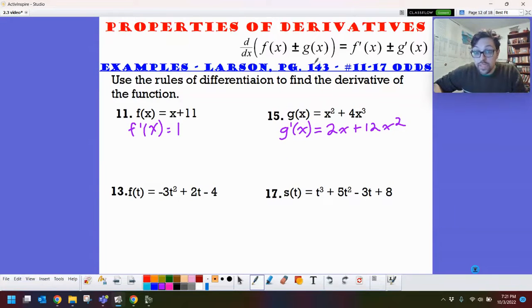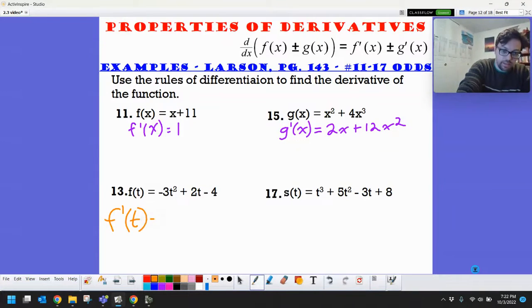So here you can see, yep, I am doing that thing that I said, that if you have the derivative of things being added and subtracted together, you can just find the derivative of the first thing plus or minus the derivative of the second thing. So right here, I found the derivative of x, it's 1. And I found the derivative of 11, it's 0, so nothing there. The derivative of x squared is 2x. The derivative of this is 4 times 3, 12, 3 minus 1, 2.